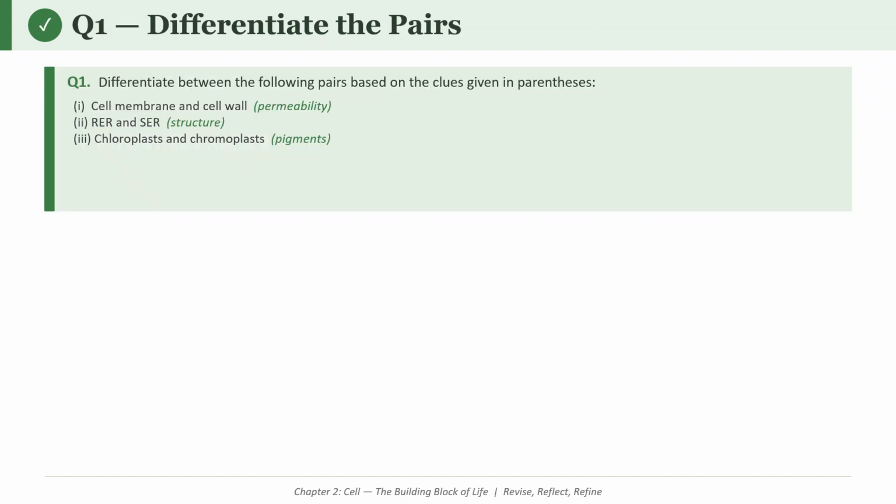Let's start with the questions. So the first question: differentiate between the following pairs based on the clues given in parentheses. So cell membrane and cell wall, based on permeability; rough endoplasmic reticulum and smooth endoplasmic reticulum, based on structure; chloroplast and chromoplast, based on pigments. Let's see the answer.